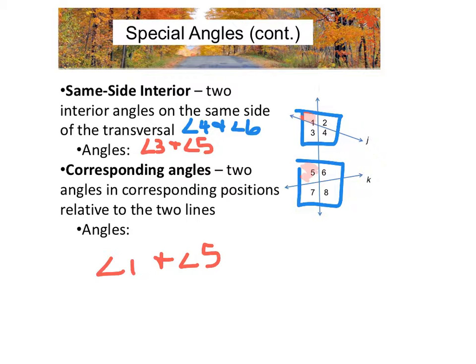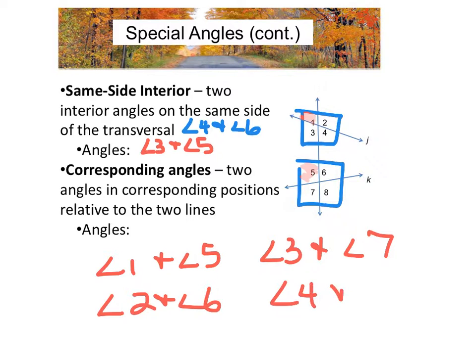So angle 2 would match with what? Good. And then angle 3 would match with? Good. And then 4 would match with 8. Now, you could also think of it as being on the same side of the transversal. Some books will define this as one is exterior and one is interior, being on the same side of the transversal. And again, they couldn't be adjacent.